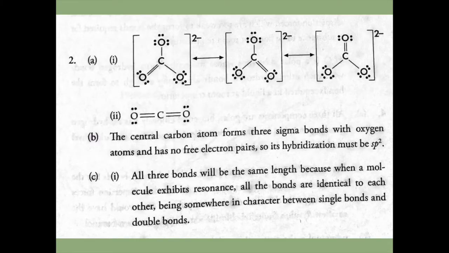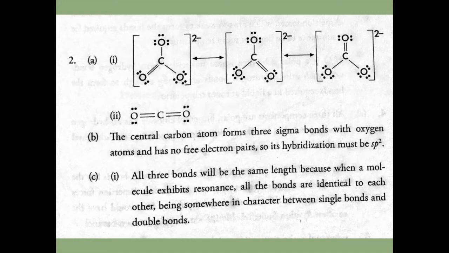In 2, it says the carbonate ion is formed when carbon dioxide reacts with slightly basic cold water. Draw the Lewis electron dot structure for the carbonate ion. So I drew this, or they drew this. This is an example of resonance, so you need to draw all 3 of them. Then it asks you to draw the electron dot structure for carbon dioxide, which is right there for you.